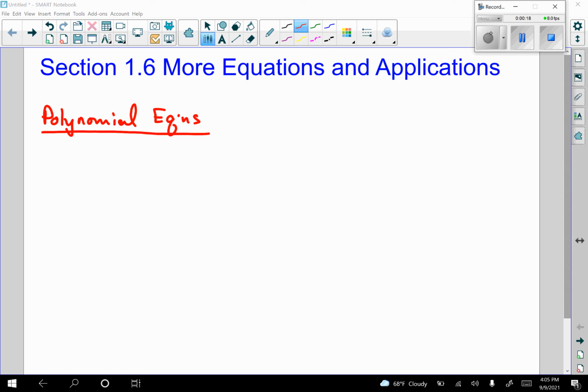A polynomial just means we have many terms. We're still just going to have one variable, and most of the time we can still solve by factoring, but there's other factoring techniques out there. So our first example is 4x cubed plus 12x squared minus 9x minus 27 equals 0. So there's a technique out there called factor by grouping.